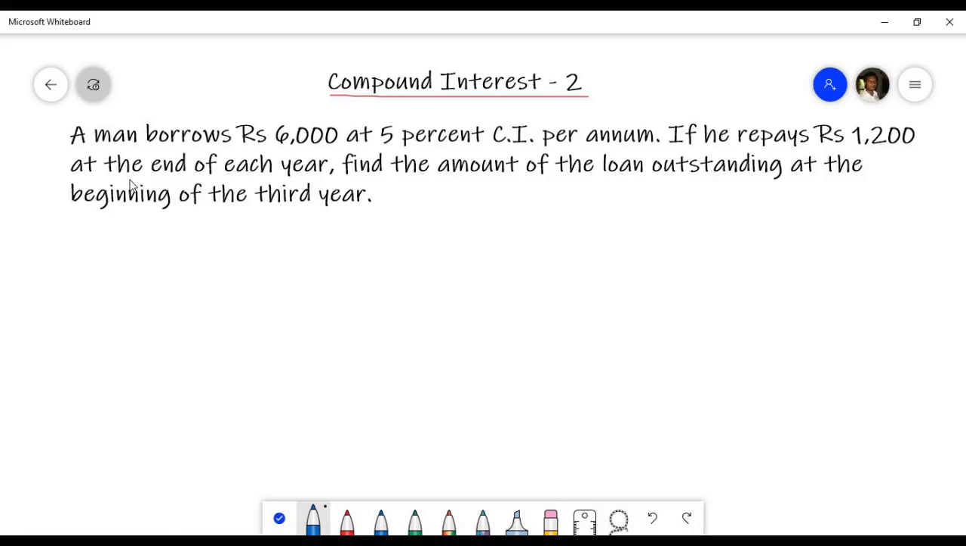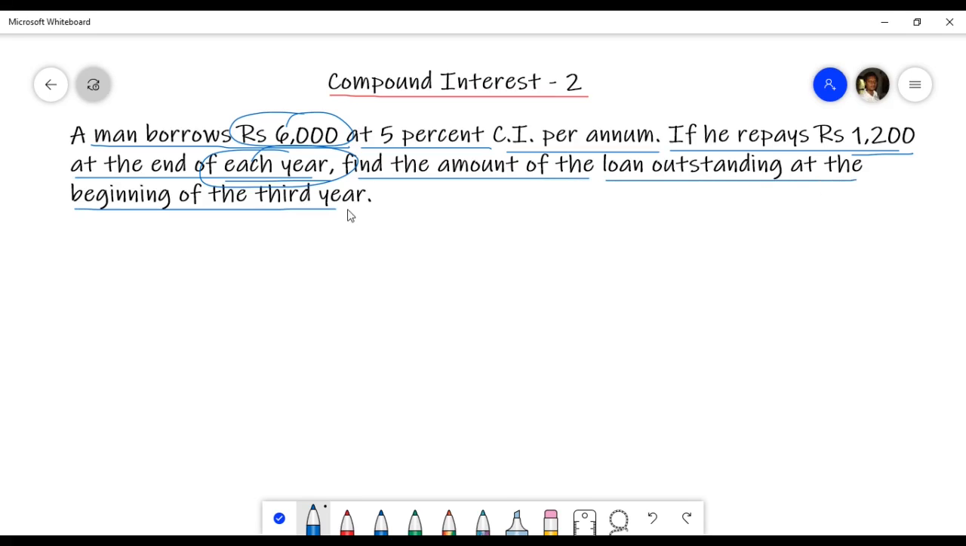Today we will see how to find the amount of loan outstanding when some amount is repaid for the loan. Here is a question. A man borrows rupees 6,000 at 5% compound interest per year, and if he repays rupees 1,200 at the end of each year, we have to find the amount of the loan outstanding at the beginning of the year.